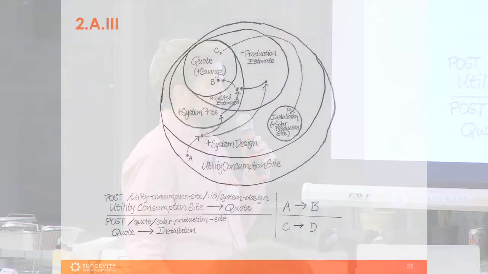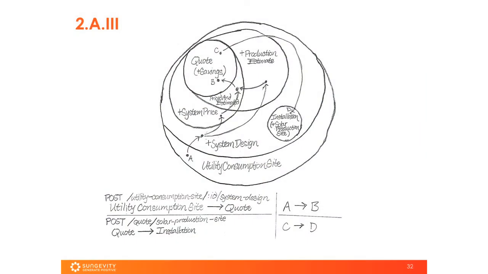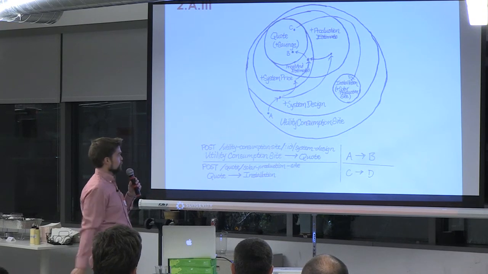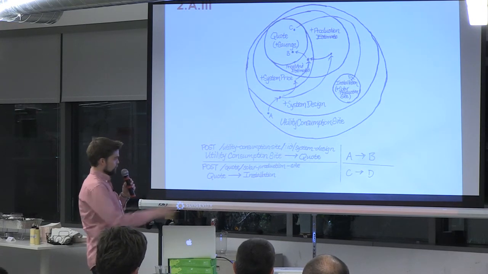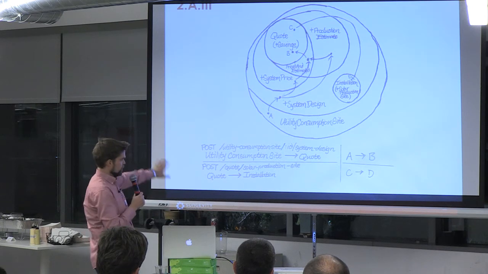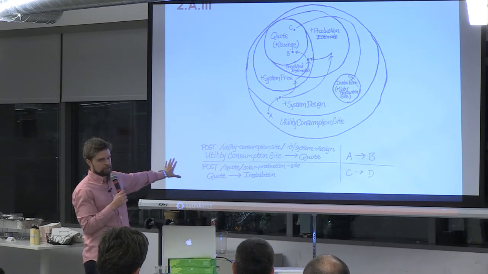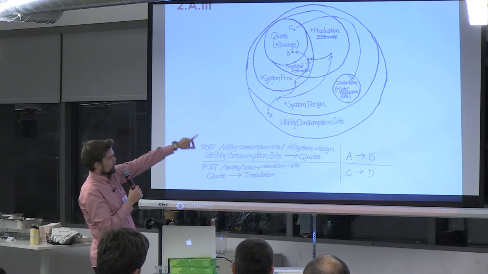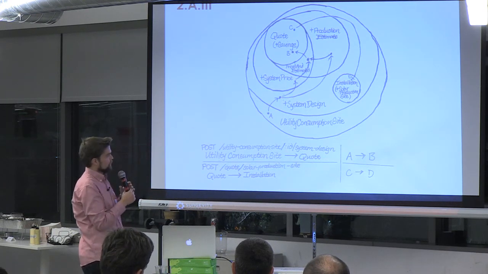For the purposes of this talk, the operations are really simple, but assume that these are things happening on different systems over different periods of time, could be expensive calculations, et cetera. And finally, C to D is the journey from quote to installation, where we add the solar production site. So we can imagine we're building an API with some routes that are going to carry us across these state transitions in these overlapping sets.